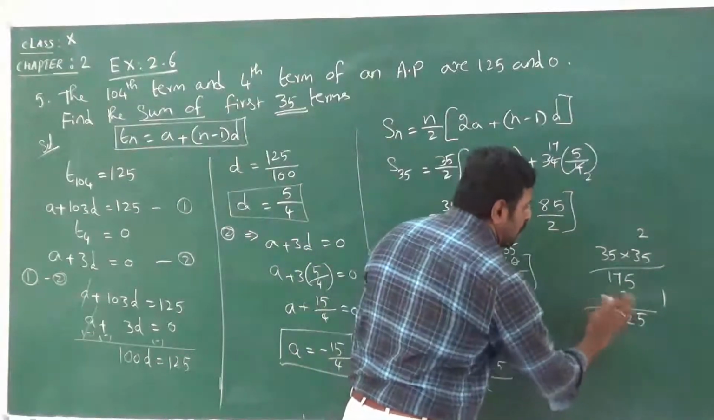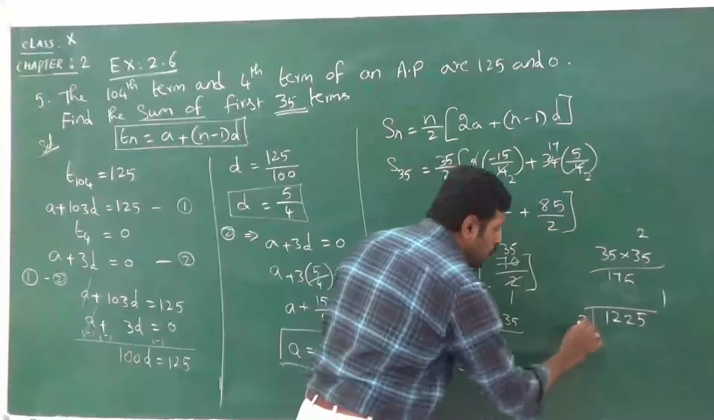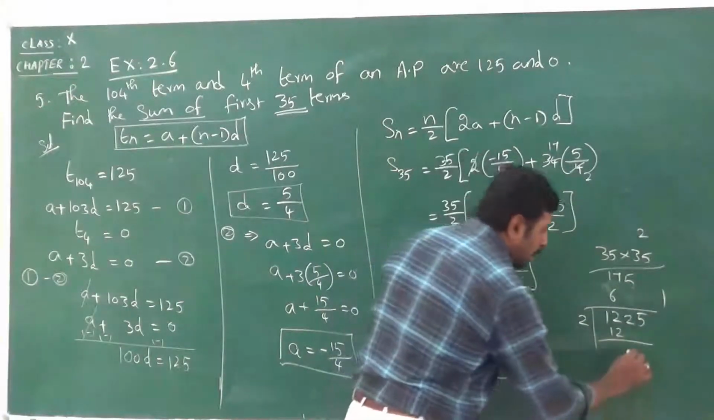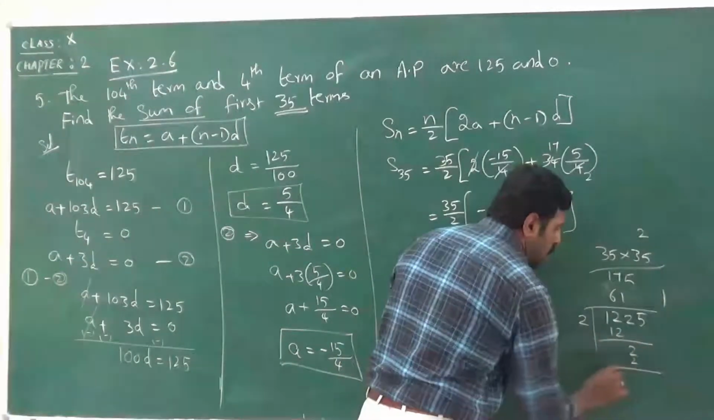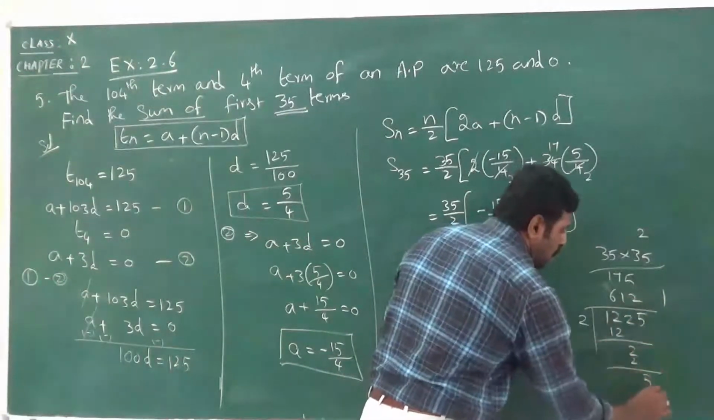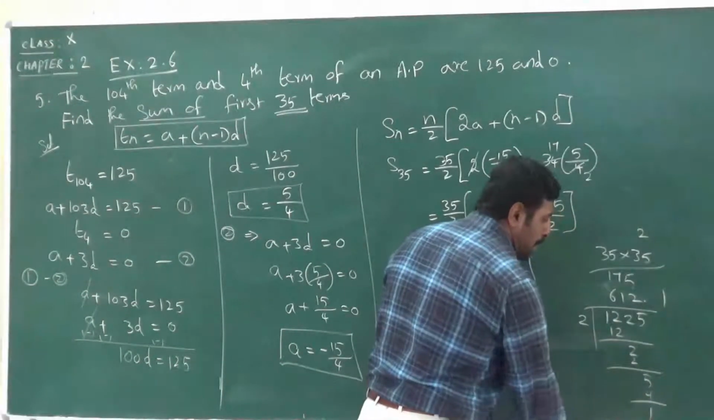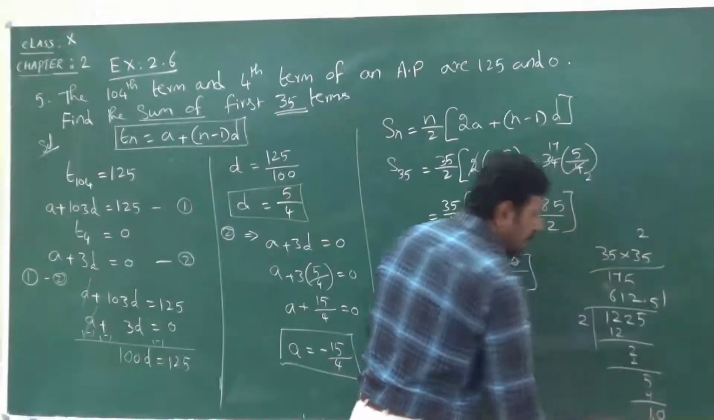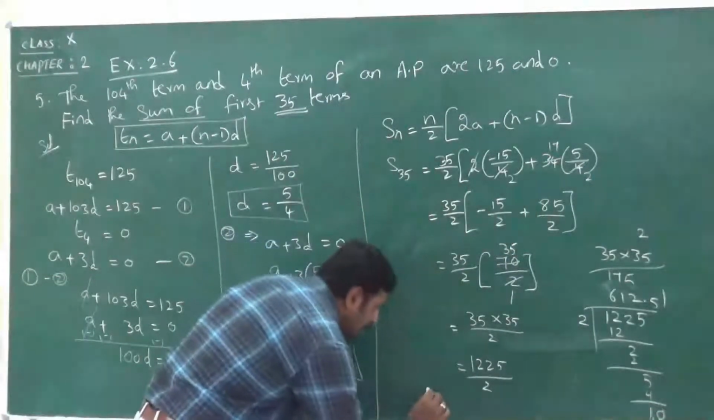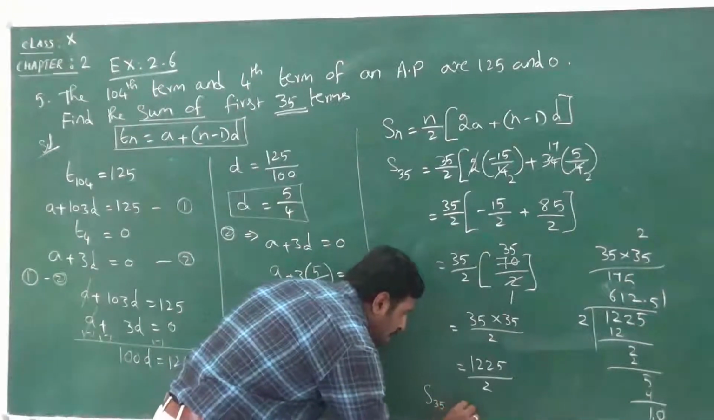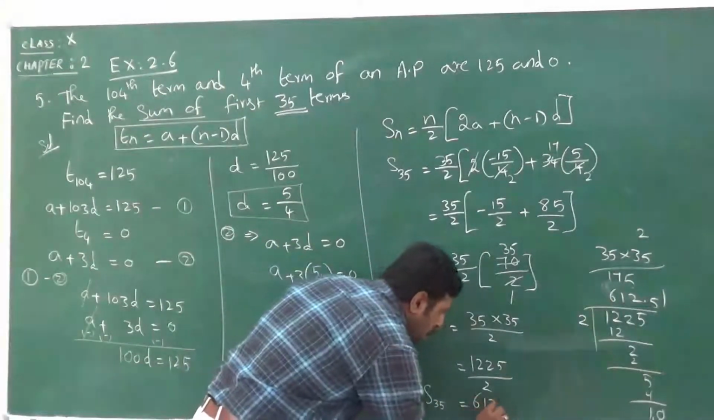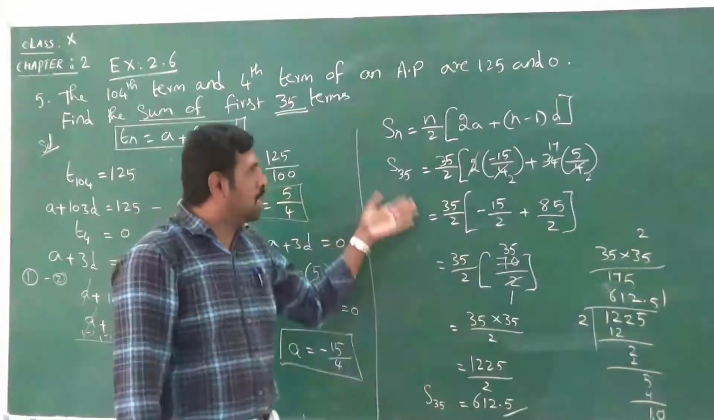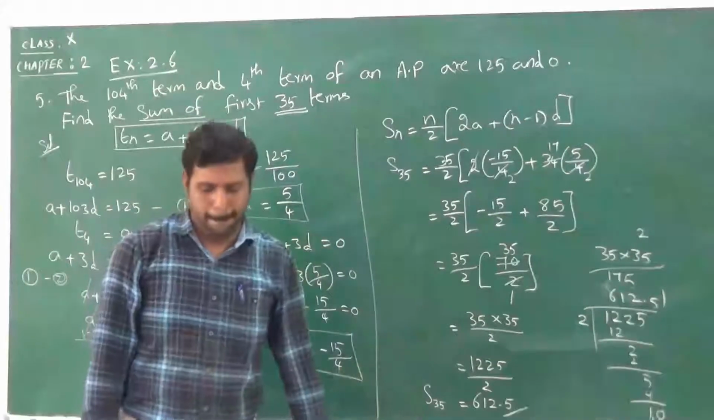And then now if you divide this term by 2, 2 sixes are 12, and then 2 ones are 2, and then 5, 2 twos are 4, and then 1, 4 ones, and add 0, then 2 fives are 10. So we get the remainder as 0. So the sum of 35 terms is equal to 612.5. That is the sum of the first 35 terms of the AP.